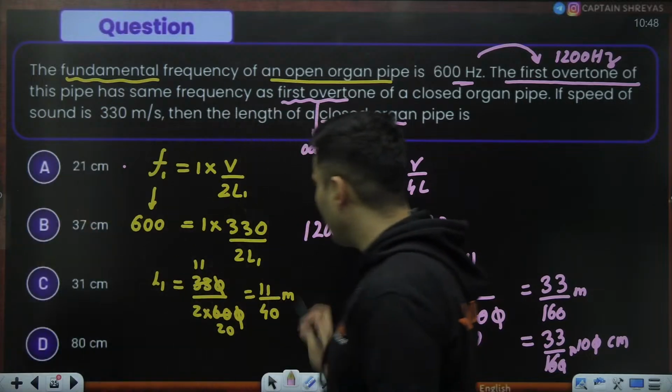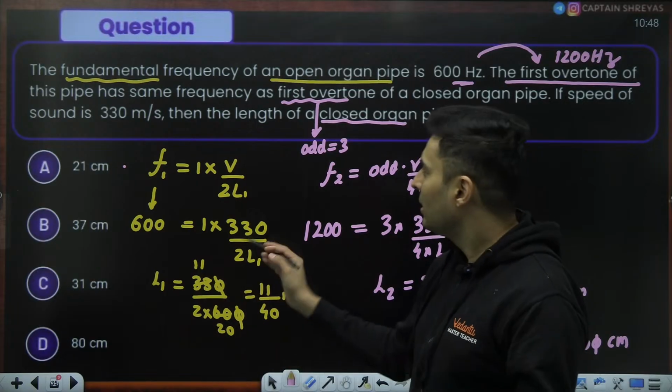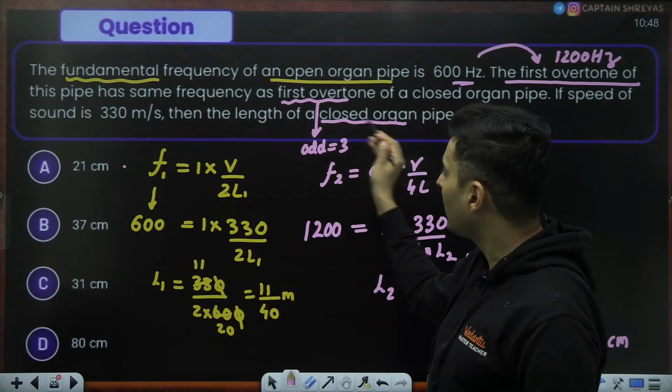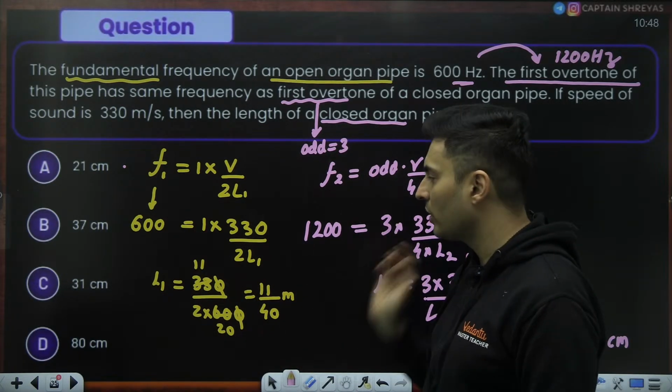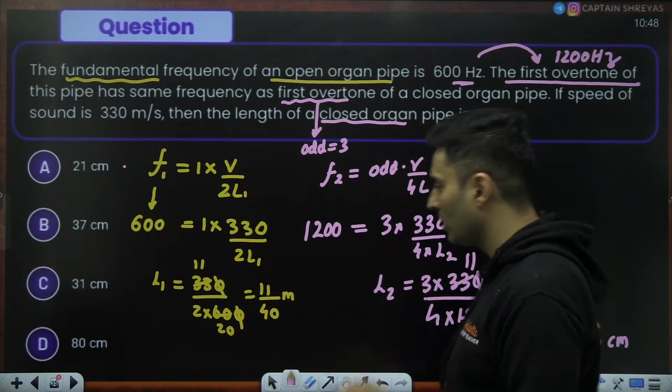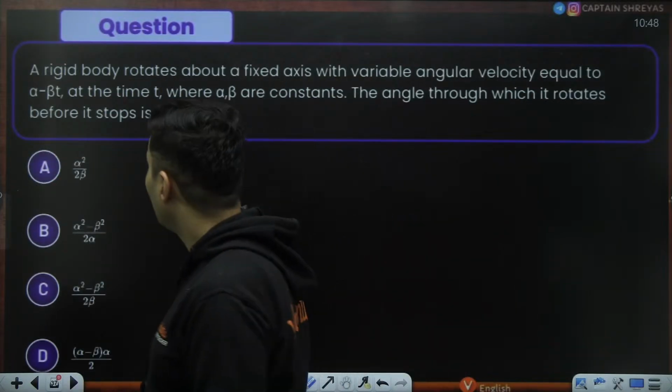So did we have to find this out? No, this was not needed. We found it out unnecessarily, because the actual question was only for the closed pipe, not for the open pipe. This was for open, this is for closed. This was not needed. Okay, moving on.